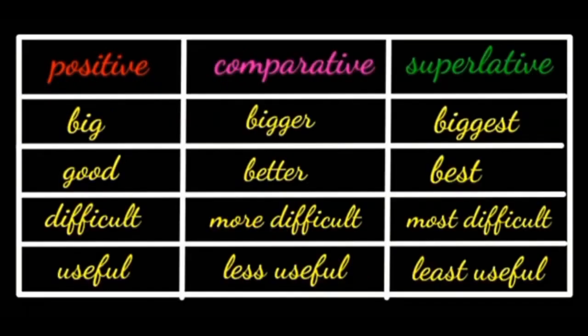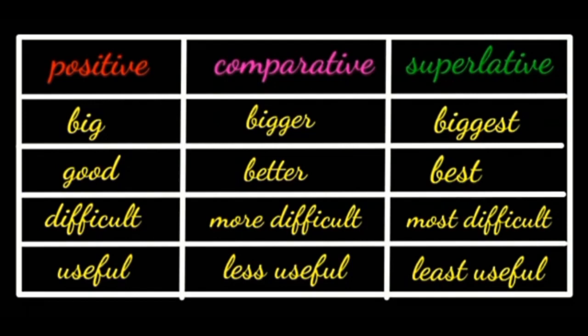Then look at the tabular column, children. Rules for comparatives and superlatives. To make the comparative form, we add the suffix er to the adjective in the positive form. To make the superlative form, we add the suffix est. Look at the first one. Big, bigger, biggest. Big is a positive degree. Bigger is a comparative degree, we are adding er. Biggest is a superlative degree, here we are adding est.